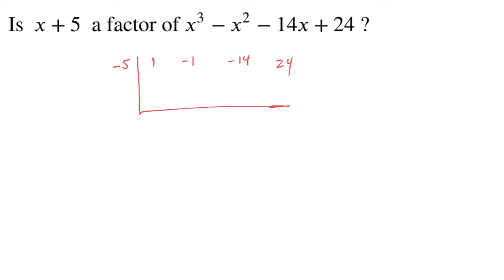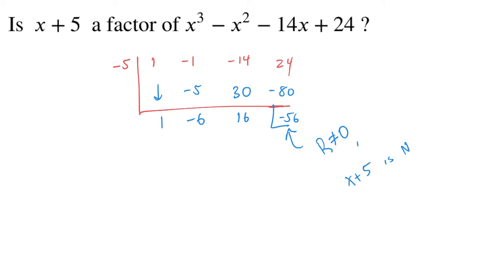All right, so I took my -5, which is what I would do when I was doing the synthetic division. I'm going to go ahead and do the math here real quick. So let's see here. That's -6. That'll give me 30. -14 plus 30 is 16. 16 times -5 is -80. Yeah, I got -56 here. So since the remainder is not equal to 0, x plus 5 is not a factor. Okay. So again, if I get the remainder of 0, what I'm looking at is a factor. If I don't get a remainder of 0, then it's not a factor.